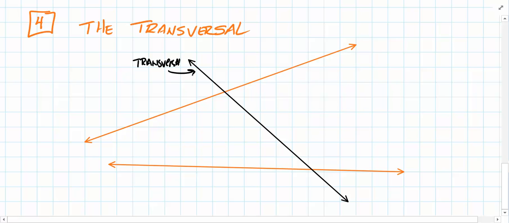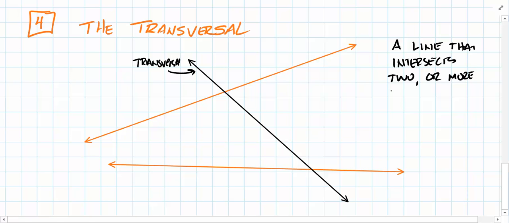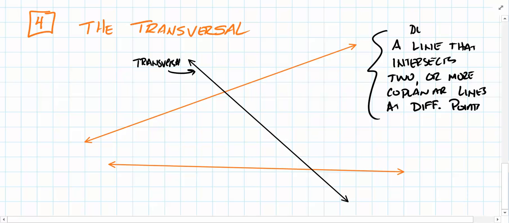So how would you describe, what could we say about the transversal? It's a what that does what? Yeah, Jake, what do you think? Yeah, okay, so it is a line that intersects two or more, we could actually have more of these, two or more coplanar lines at different points. "Diff." means different points. Okay, that's our definition of a transversal.